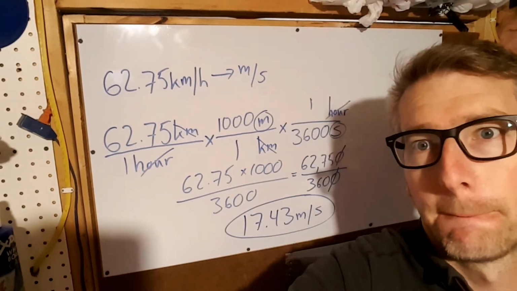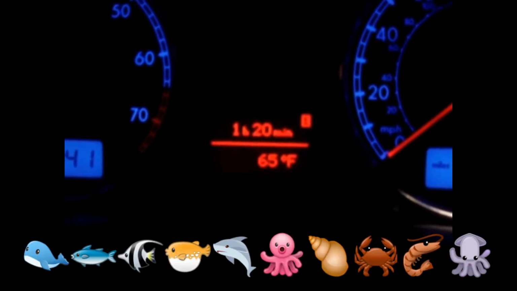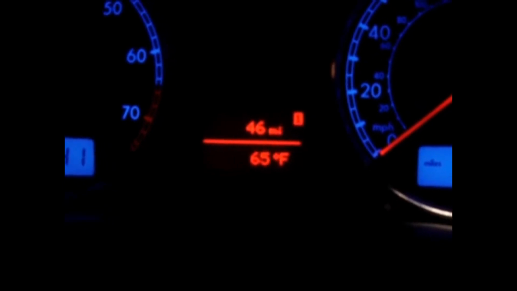Back to the video. So we just got here, and we're in the parking garage over behind the aquarium area, and it's taken us 1 hour and 20 minutes to get here, and in that time we have gone a total of 46 miles. So figure out what our average velocity was.